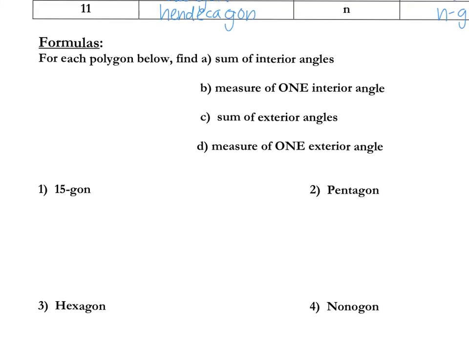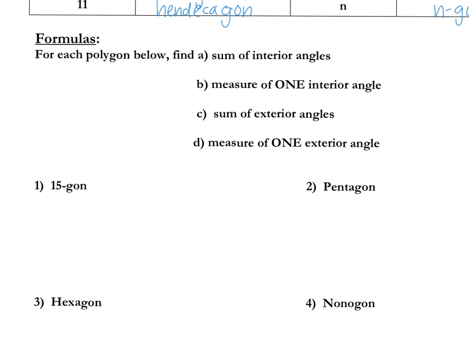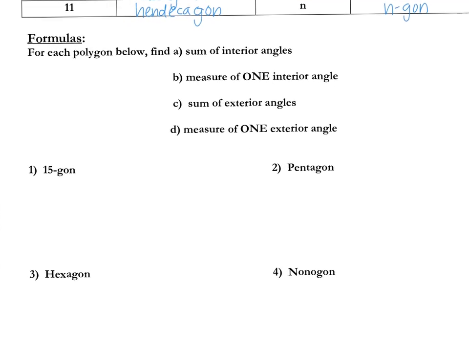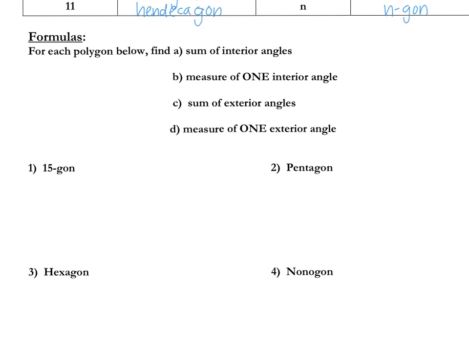The last thing we're going to talk about is some different formulas for finding things about polygons. We're going to be using these a lot. It's going to be worth memorizing, and you'll start to get them as we go here. So here are your 4 important formulas for right now. If I gave you any polygon, you could find the sum of interior angles, one interior angle, sum of exterior, and one exterior. The sum of interior angles is going to be n minus 2 times 180.